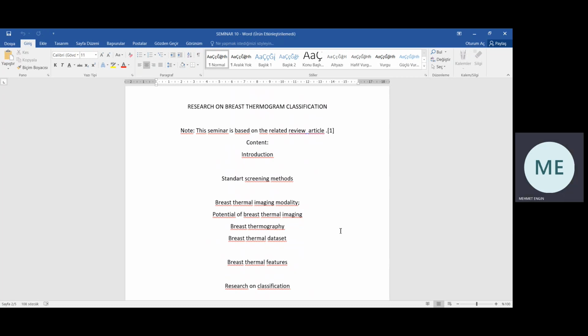Thermography can detect breast cancer up to 10 years earlier than mammography. However, thermography has a high false positive rate depending on the classification technique used for interpretation. Consequently, a reliable classification method for breast cancer is necessary. Now, breast thermal imaging modality.